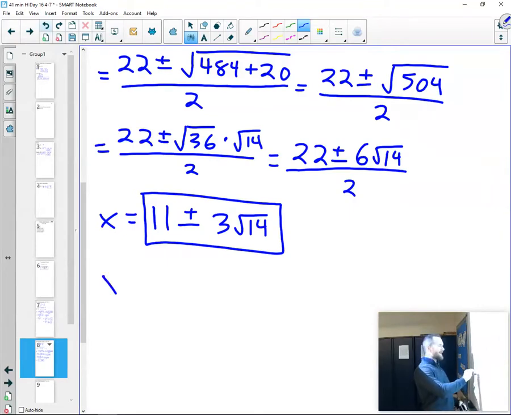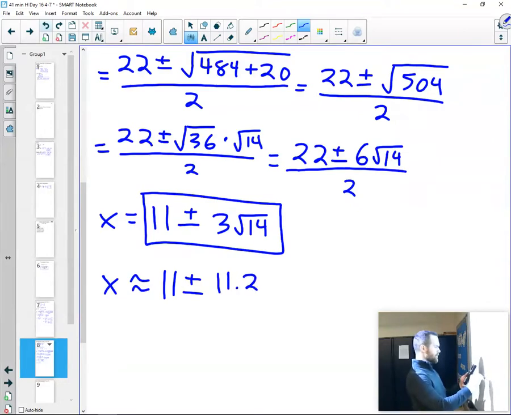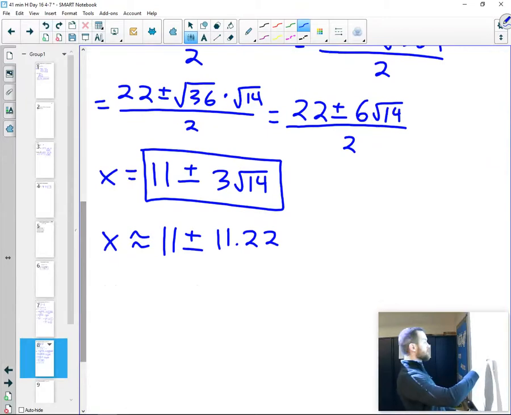But what if we wanted to get a decimal approximation? Well, that's where a calculator comes in. What's 3 times the square root of 14? That became 11.22. We'll round it to the nearest hundredths place, the second decimal place. And then we can just write that.